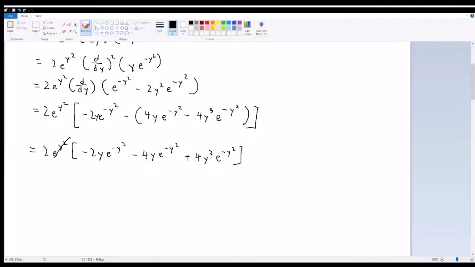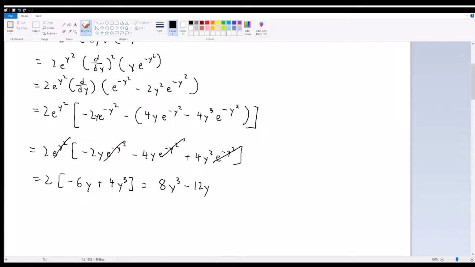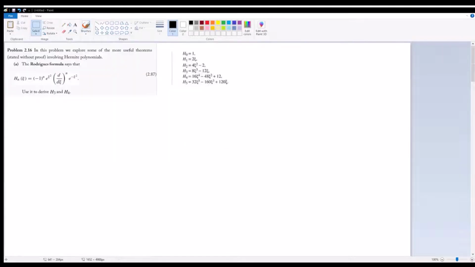So this cancels with all of the exponentials. And what we're left with is 2 multiplied by negative 2y minus 4y, so that's negative 6y plus 4y cubed. Multiply the 2 over, what we're left with is 8y cubed minus 12y. And just to double check, 8y cubed minus 12y. And so that's H3. Okay, now let's do the same thing with H4.